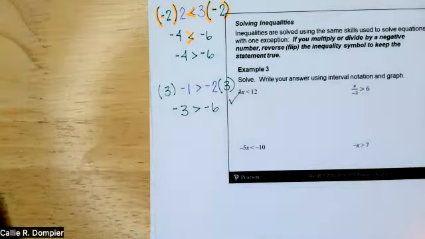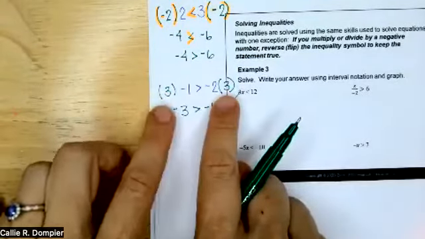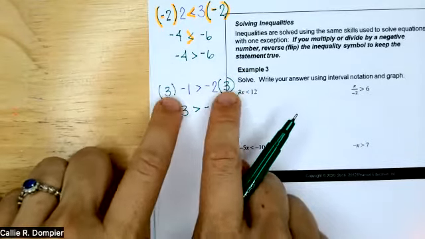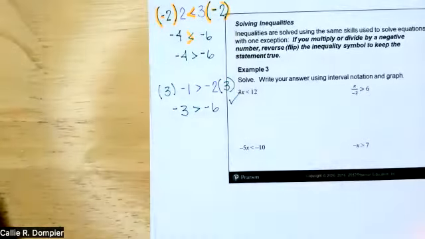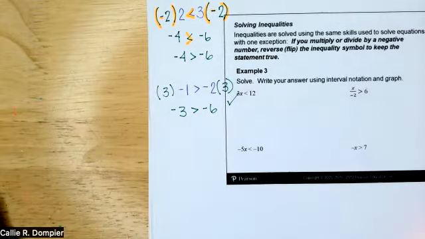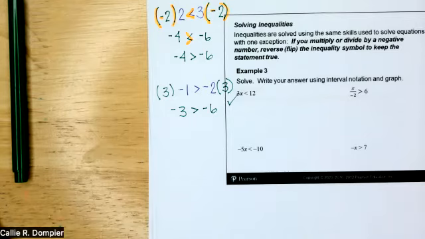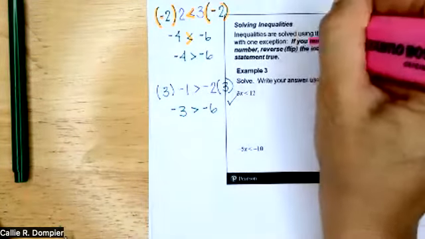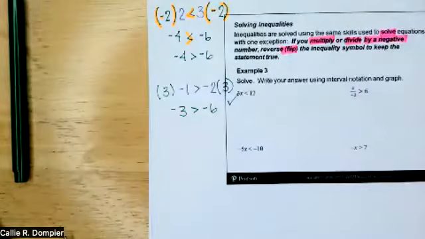Change the sign. Good? It's okay if these were always negative and you're not multiplying by a negative. You're multiplying a negative by a positive. That's okay. Don't change anything. If you're multiplying by a negative or dividing by a negative, change the sign. Right? So it's just like solving, except when you multiply or divide by a negative, flip the inequality symbol.